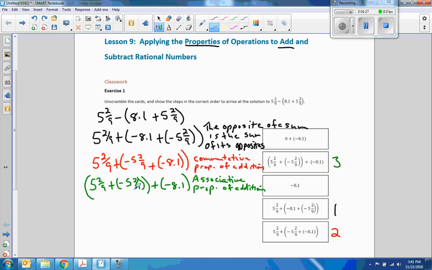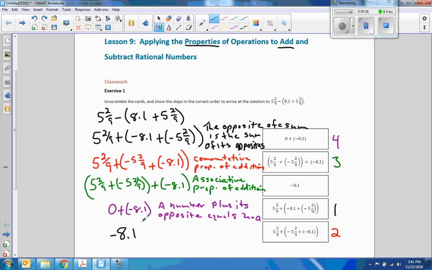So 5 and 2/9 plus a negative 5 and 2/9 is 0, plus a negative 8.1. What we say there is a number plus its opposite equals 0. And that is step 4. And finally, we get negative 8.1.